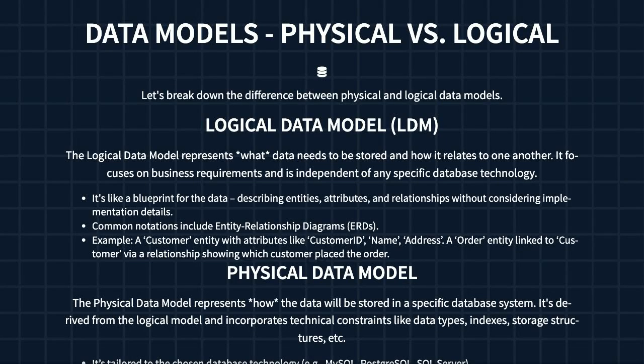Okay, let's talk about data models. There are two main types, a logical and a physical. The logical model, think of it as a blueprint, describes what information you need to store and how those pieces relate to each other, like customers, orders, and their connections. It's all about the business requirements. Now, the physical model is what actually gets built. It's based on that logical plan, but it takes into account the specific database software, using things like data types, how information is stored, and even indexes to speed up searches. Basically, the logical model tells you what to store, while the physical model explains how to do it.